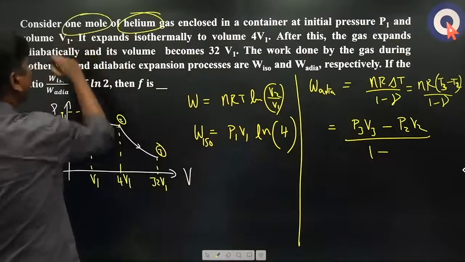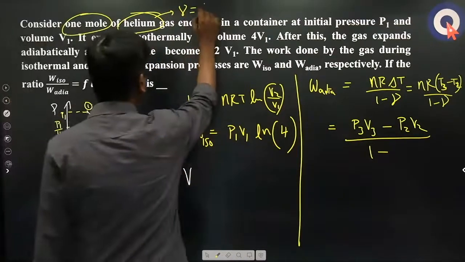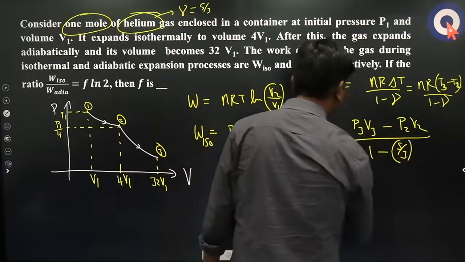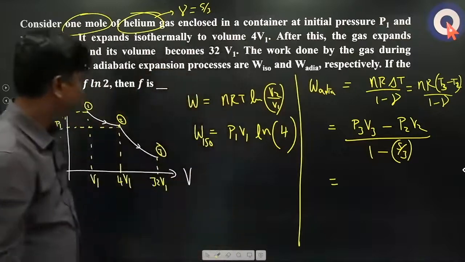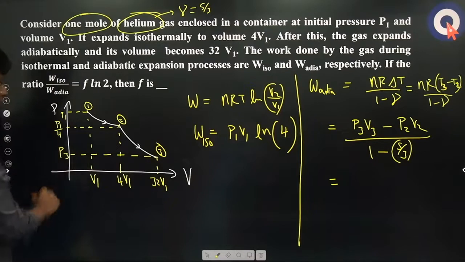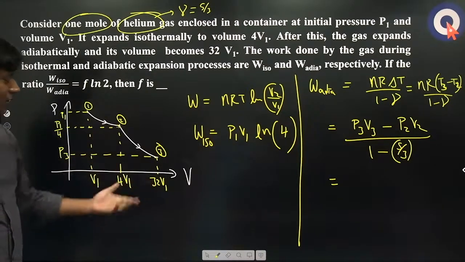Helium gas, 1 mole, monatomic. So what is the gamma value for helium gas? Monatomic, 5 by 3. So substitute that. P3. So what is this pressure? They did not give P3. P2 they have given, and V2 and V3 they have given anyway.